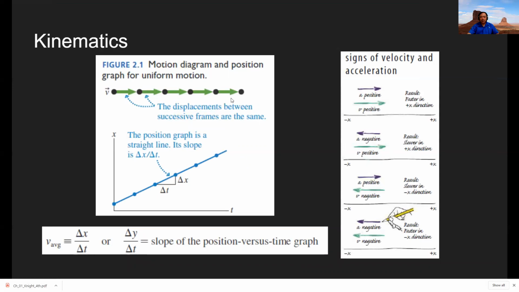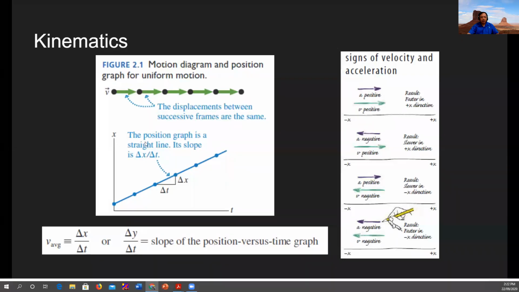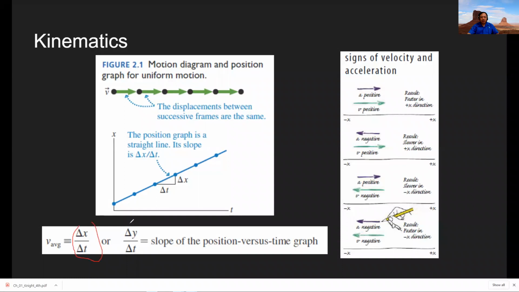If it has a constant separation distance and you plot it as x versus time, it will give you a straight line like this. Based on your math concepts, a straight line like this has a constant slope. A slope is rise over run. Our rise here is position, the change in position over the change in time, which gives you the slope, or the average velocity. That is why we have delta x over delta t, or delta y over delta t, because we can also have motion along the vertical, so delta y. We can place y on the y-axis, or x on the y-axis, because it is the position.